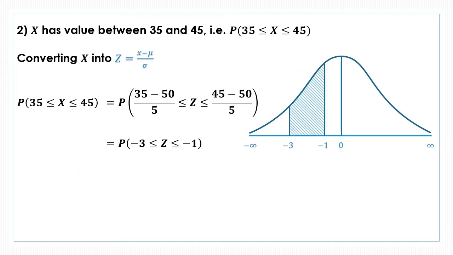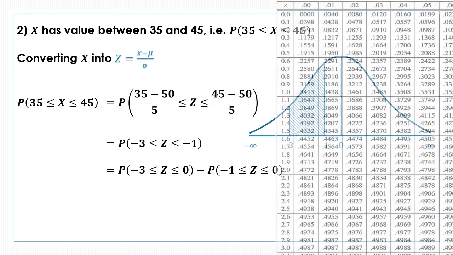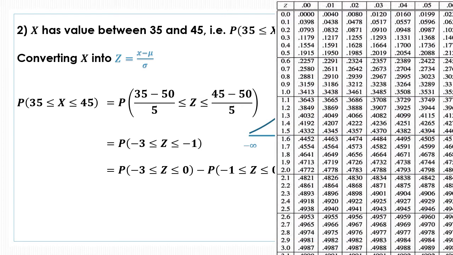So this is the highlighted part which we need, and as we can see here, we have to calculate negative 3 to 0, and from that subtract negative 1 to 0, to get our highlighted part. The probability for negative 3 and negative 1 will be the same as for positive 3 and positive 1. So from the data here, we can get that the value for 3 will be 0.4987 and for 1 will be 0.3413. So 0.4987 minus 0.3413, the probability will be 0.1574.